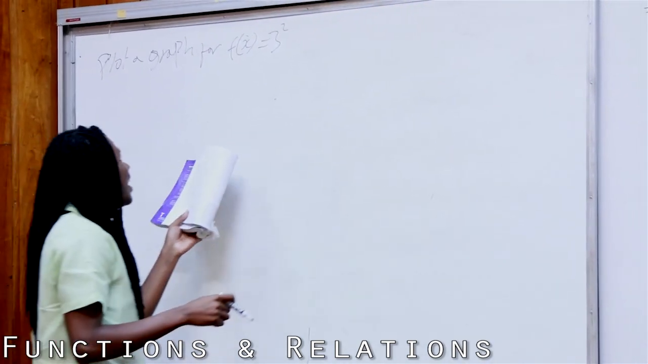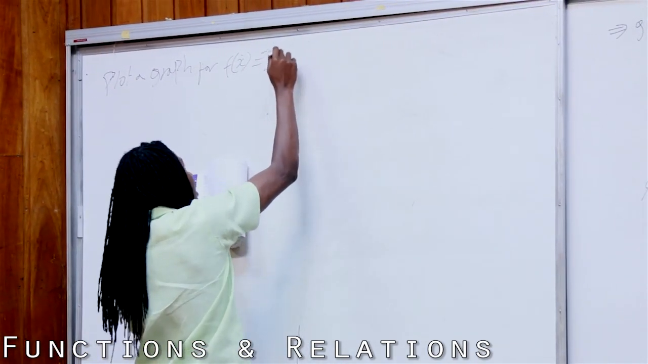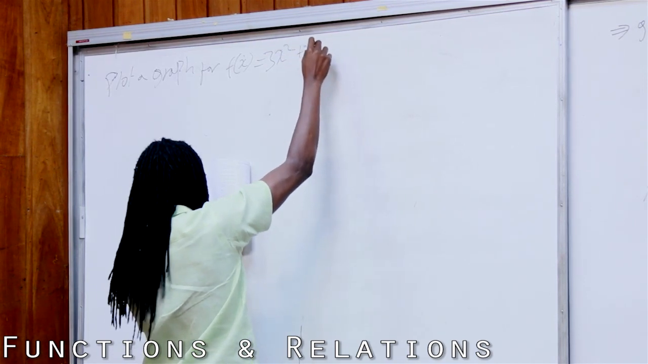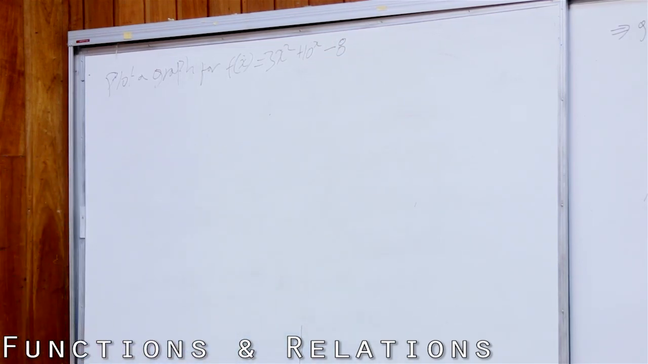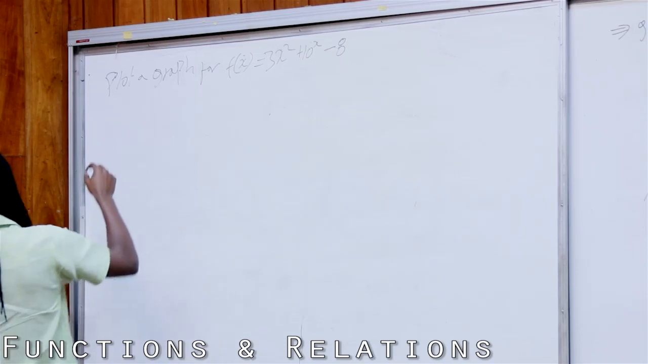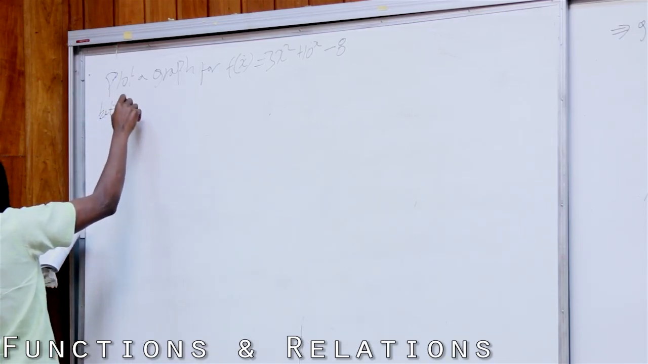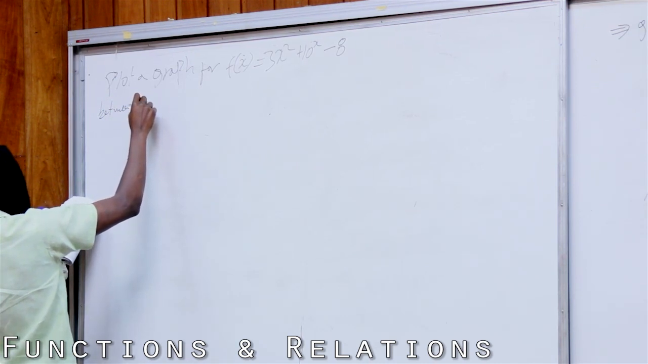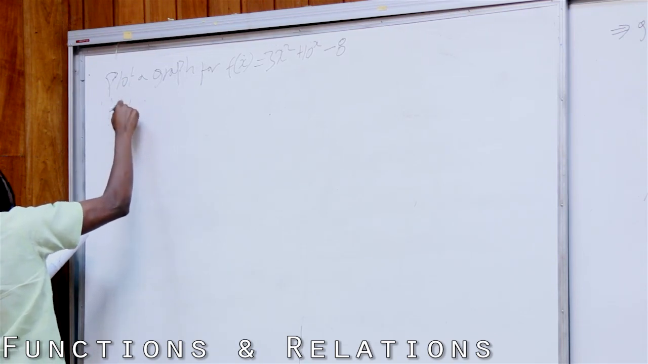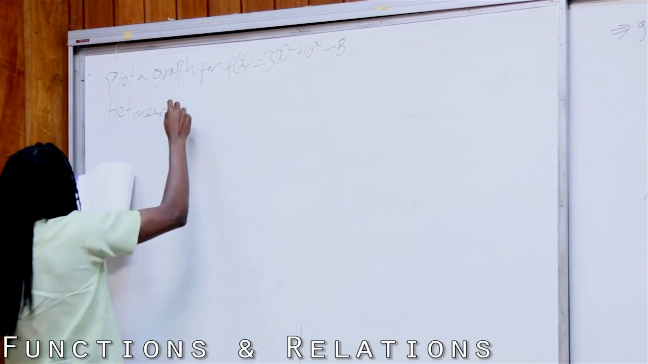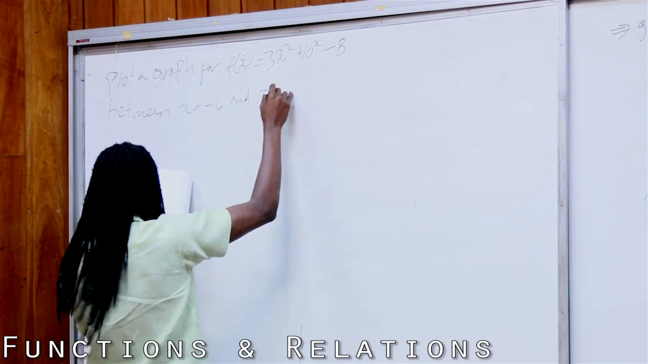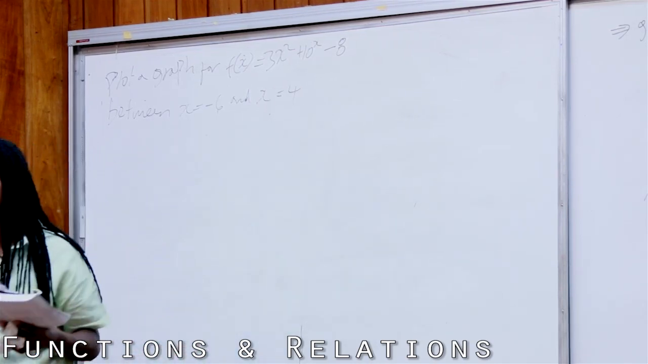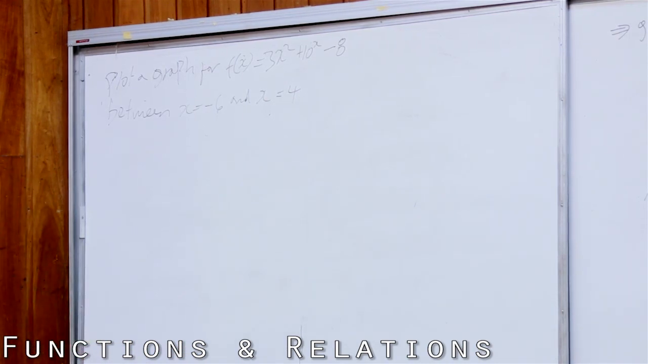Plot a graph. f(x) equal to 3x squared plus 10x minus 8, between x equal minus 6 and x equal 4. All right.